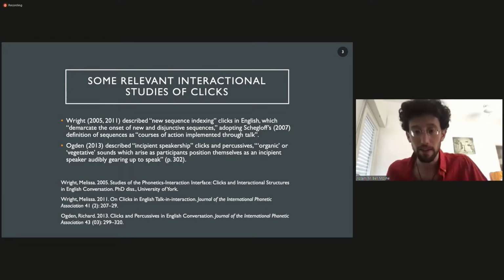We would like to refine these findings based on our research. Building upon Ogden's characterization of clicks as part of the management of the body in preparation for talk, we'll show that clicks are found in the beginnings of new sequences in Hebrew as well, but we'll argue that we need to reconsider the units delimited by clicks. If we describe them as sequences, we only get a part of the picture.